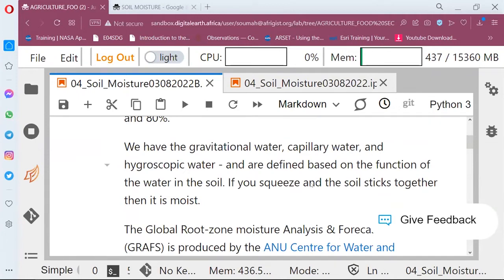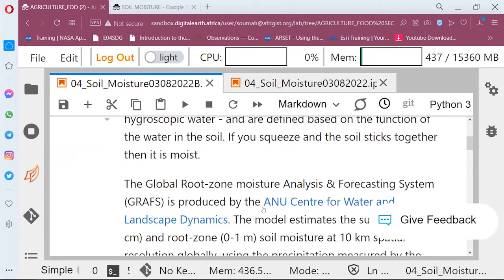To know if the soil is moist, just squeeze it, and if the soil sticks together, you know that the soil is moist. That is a basic approach of identifying the level of moisture of the soil when you are on the field.